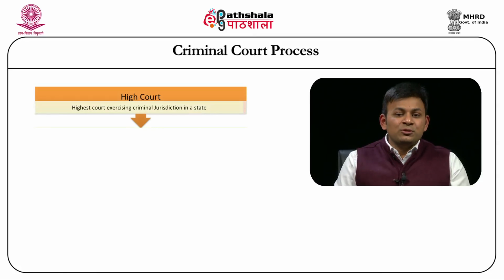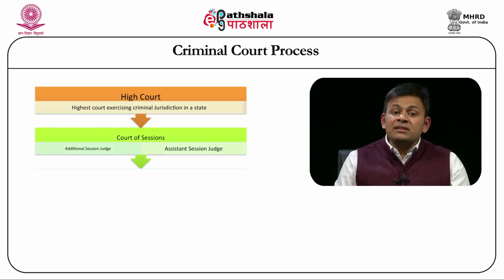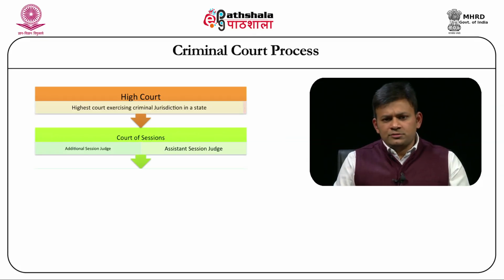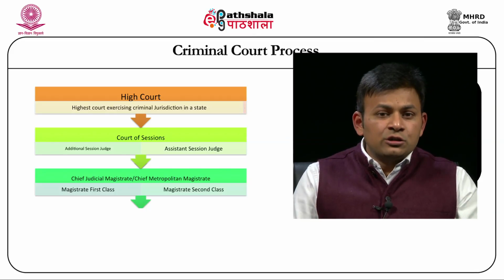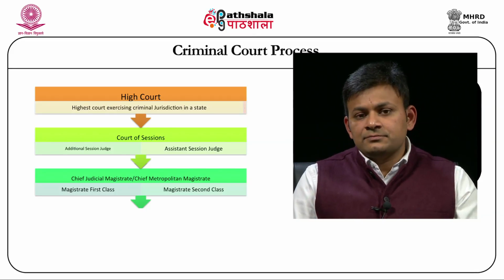Now, we must first understand the power, the role and the position of the High Court. The High Court is the highest court exercising criminal jurisdiction in a state. It hears appeals from district courts, though it has original jurisdiction in some matters, but predominantly it is for hearing appeals from the district courts. It can pass any sentence authorized by law, including the death penalty.